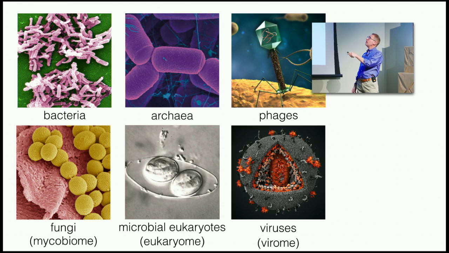It includes archaea, which used to be called archaebacteria. It includes phages, which are these incredible little viruses that specifically infect and kill bacteria. They look like something from a science fiction movie. Fungi, the mycobiome, is just the collection of the fungi in and on your body. This interesting category called microbial eukaryotes, the eukaryome. We like to name everything in the world of science. Your microbiome includes your mycobiome and your eukaryome and your virome, which are all of the viruses.